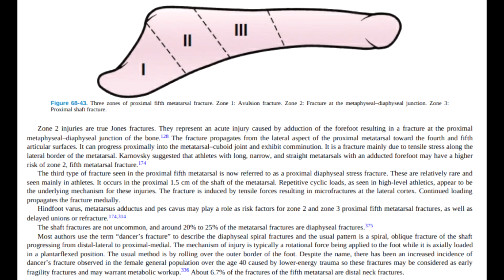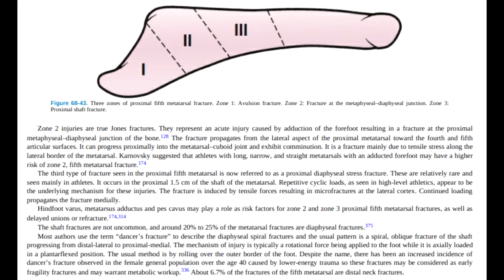The typical mechanism is rotational force applied to a foot that is axially loaded in a plantar flexed position. The usual method of injury is rolling over the outer border of the foot. An increasing number of fractures in older women has been linked to lower energy trauma and may be considered early fragility fractures requiring metabolic evaluation. About 6.7% of all fifth metatarsal fractures are distal neck fractures.